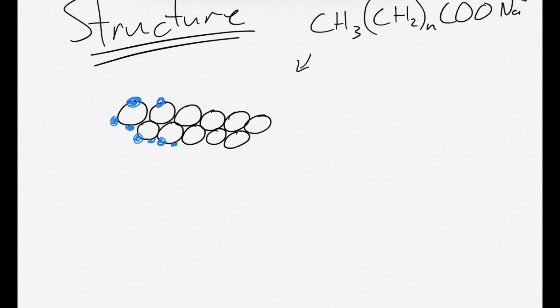Now, the structure is actually going to look like this little diagram here. Those circles are the carbon atoms. The blue ones are the hydrogen atoms. So it's going to look like this long tail here. And at the end, there's going to be this carbon atom, and it's going to be bonded with these oxygen atoms. And those oxygen atoms are going to create a negative charge. That charge is going to bond with a sodium atom.